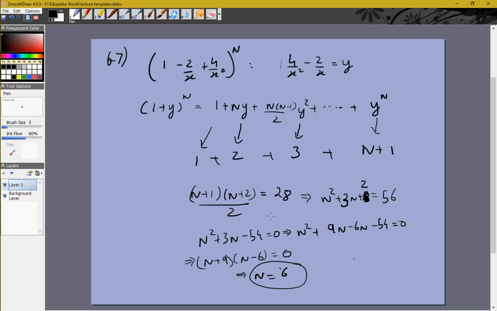Now we are asked the sum of the coefficients of all terms, and there is a very standard way to calculate the sum of the coefficients. We just substitute x is equal to 1, because then all the terms involving x will just give you the coefficients, right? So if you put x is equal to 1, what you get is (1 minus 2 plus 4) whole to the power 6, which is 3 to the power 6, which is 729, which means the answer will be option 4.